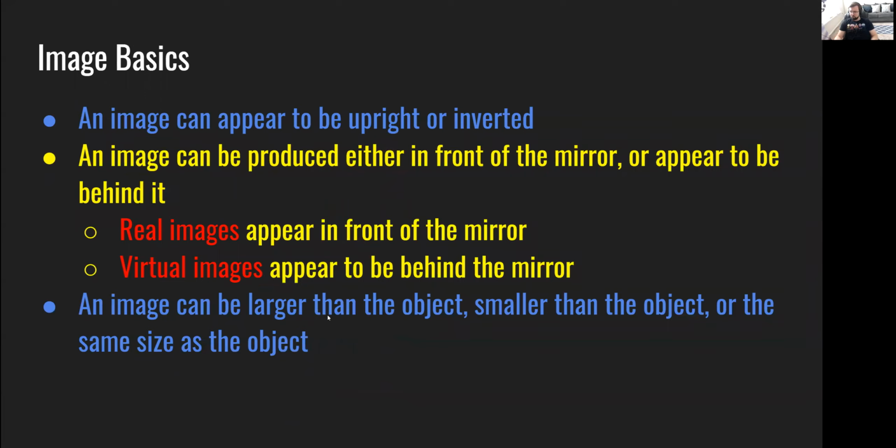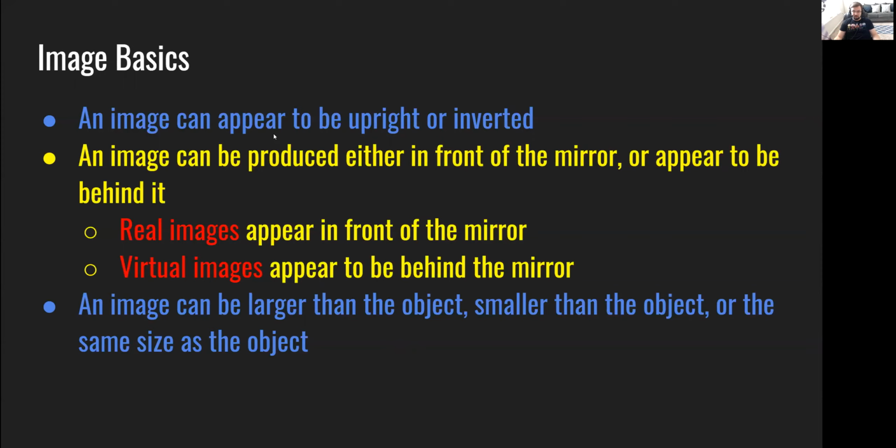So let's talk a little bit more about these images that I keep talking about. I mentioned before that an image can appear to be upright or inverted. When you look in a plane mirror, you're standing upright. It's normal. But there are mirrors, those curved mirrors, that can make you appear to be upside down. Like you guys have heard of funhouse mirrors before, right? They're curved mirrors, and they can make things look different than they really are.